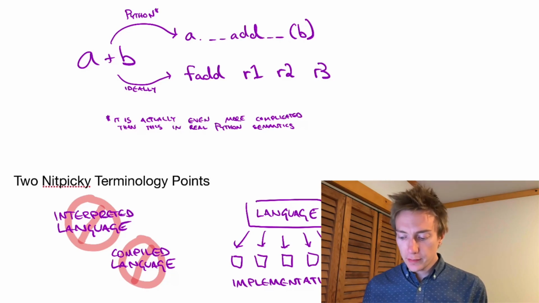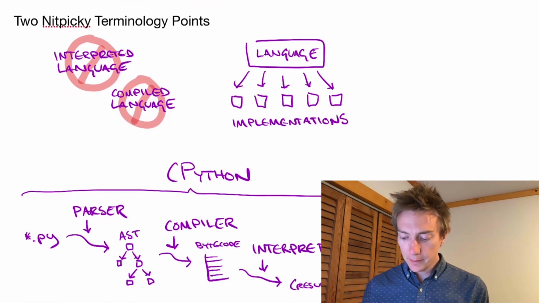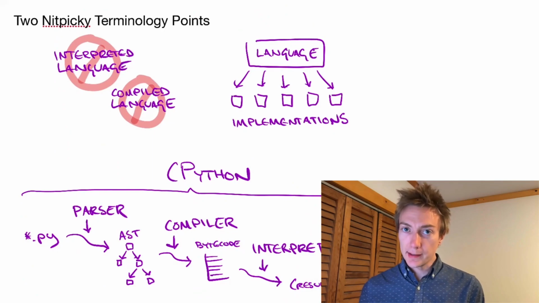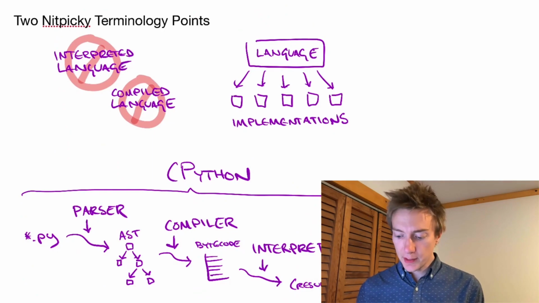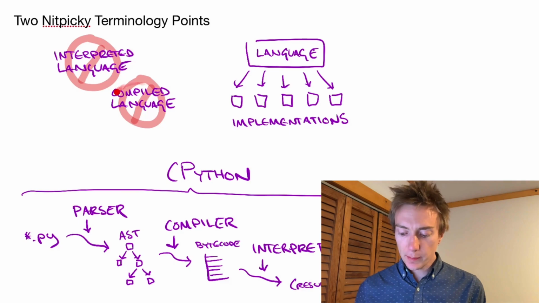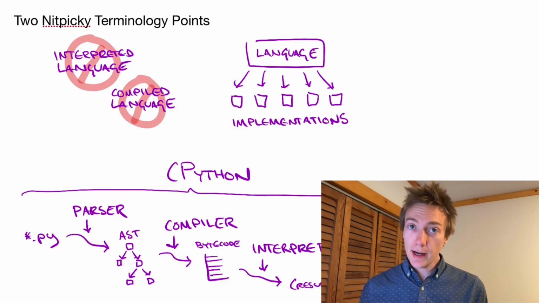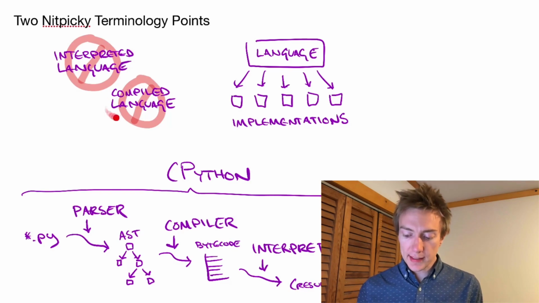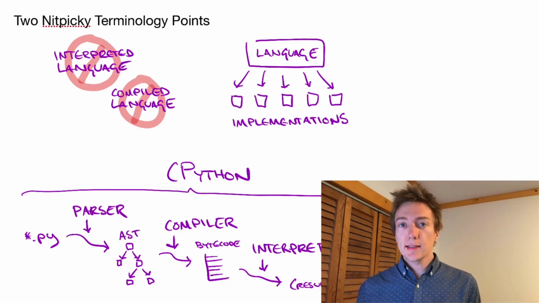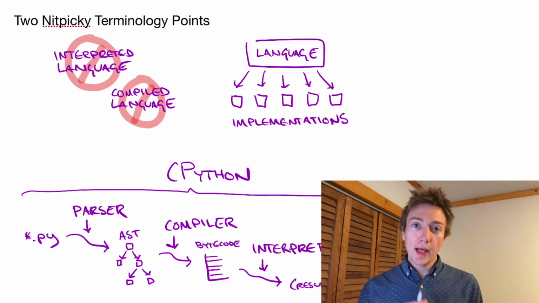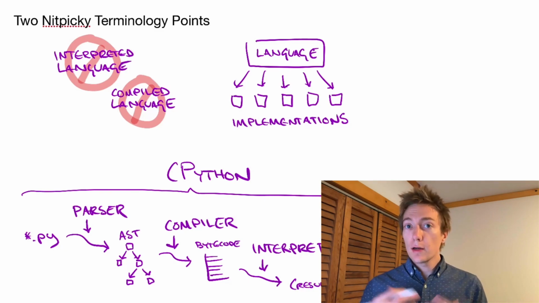I want to make a couple of very nitpicky terminology points, however. It is a pet peeve of mine when people classify programming languages as interpreted languages or compiled languages. Like they'll say that Python or JavaScript is an interpreted language, or that C or Rust is a compiled language. This seems to imply that it's a fundamental aspect of the language that says that it has to be compiled or interpreted. Of course, in 6120, you know this is not true.